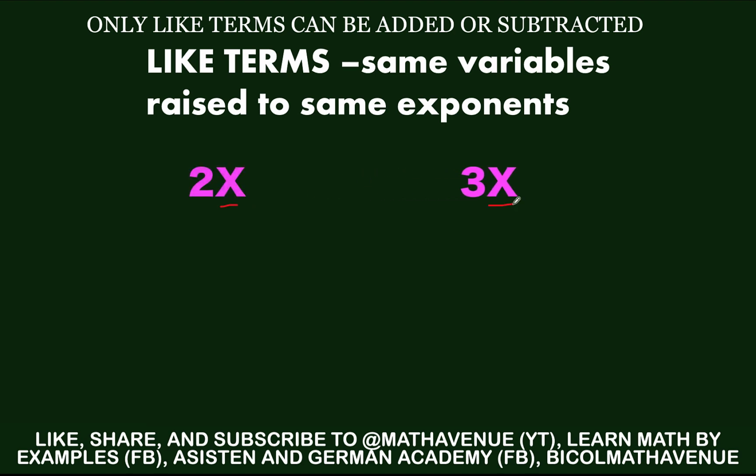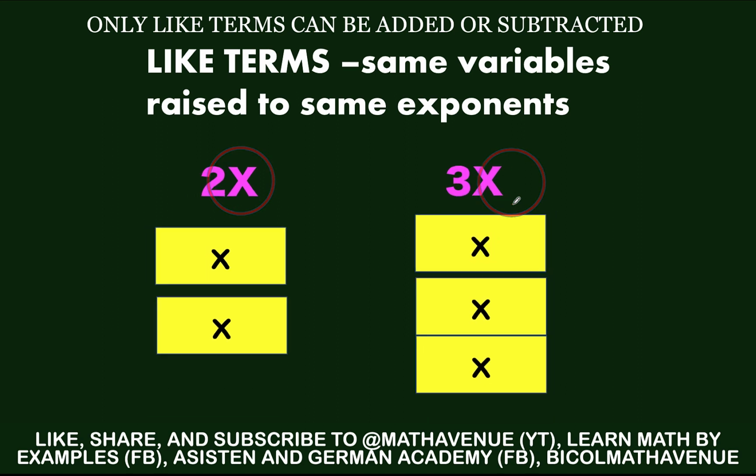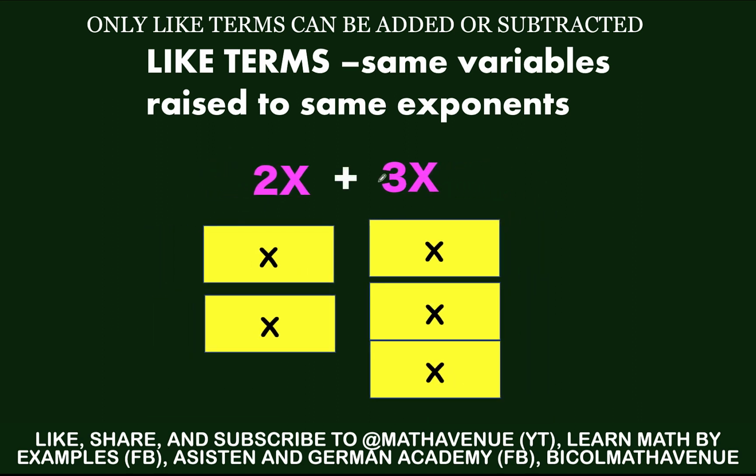Let's say we have 2x and 3x. Again, we are looking at the variables raised to the same exponents. So if we now combine 2x plus 3x, here's the visualization. Combine them. That means addition. The result is how many of that kind are there? There are 5 x's. So you now have 2 of this kind plus 3 of the same kind equals 5 of that kind. And these x are just placeholders of a known quantity.